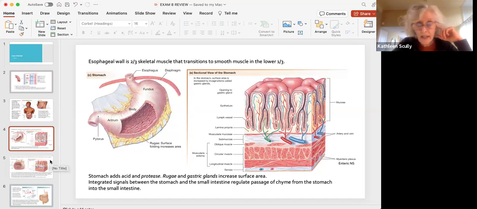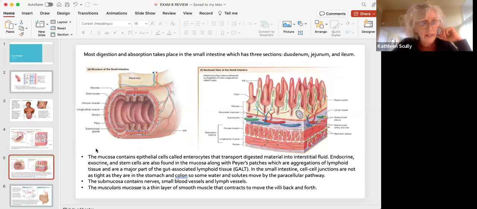If we look in the small intestine, we see the same basic layers. And when we look here at the muscularis mucosa, we can recognize that that's a thin layer of smooth muscle, and it contracts and relaxes in order to move these finger-like projections called the villi back and forth in the lumen of the small intestine. And that's going to aid digestion and absorption.